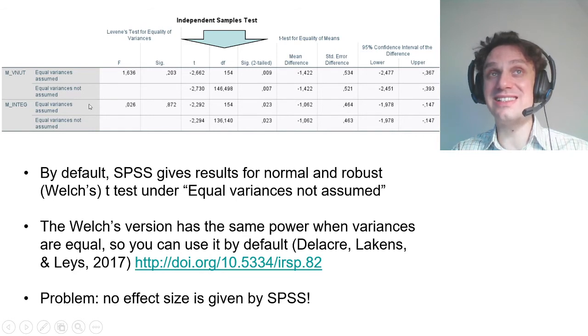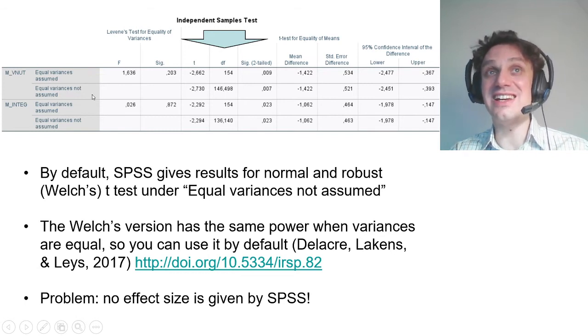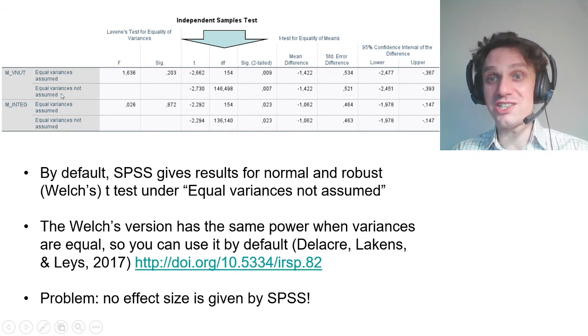Now, SPSS gives us results for a normal t-test. It's easy to tell because the number of degrees of freedom is an integer. And for a robust version of t-test that does not assume equal variances. This is also called Welch's t-test.